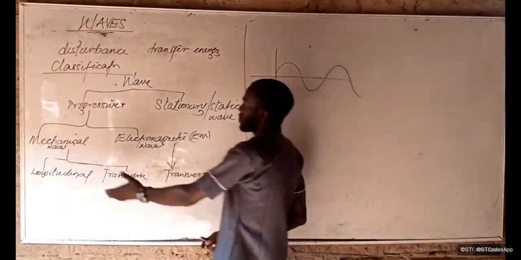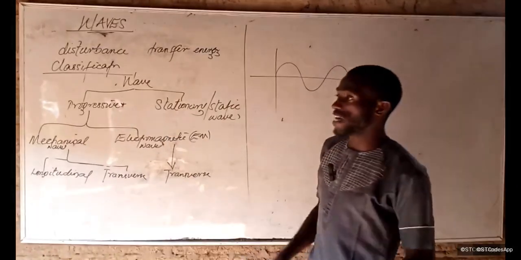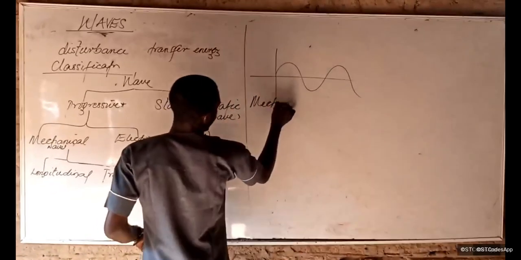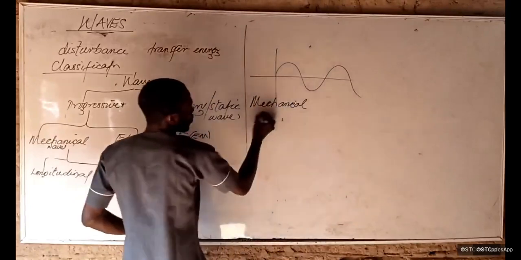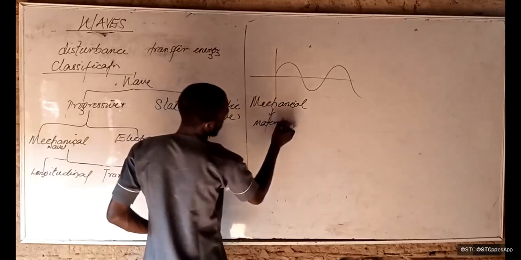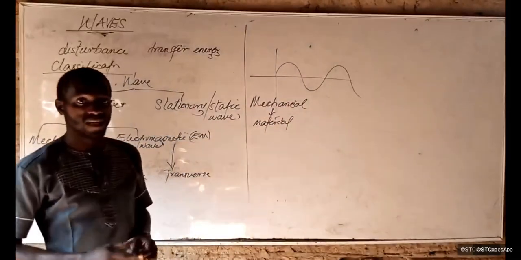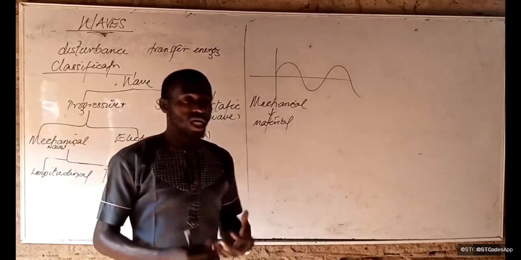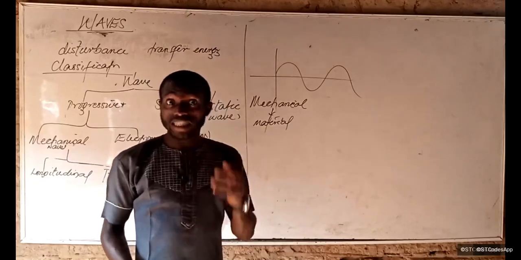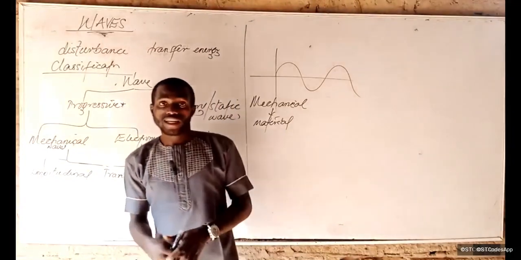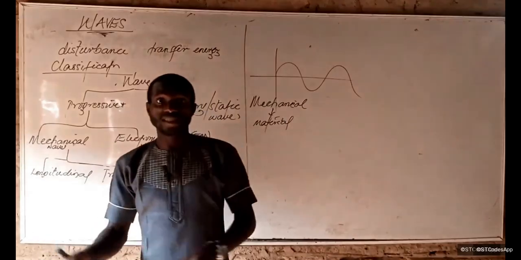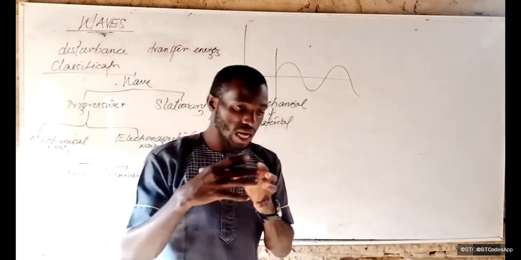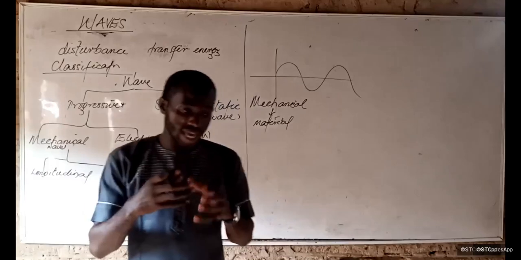Now, what is a mechanical wave under the progressive wave? Let me write that here. Mechanical waves are the ones that require material media for propagation. For example, a sound wave is a mechanical wave. Another example is the water wave. That is indeed a mechanical wave because it requires water to actually exist. Sound requires air to actually move; for you to hear sound, air must be present.